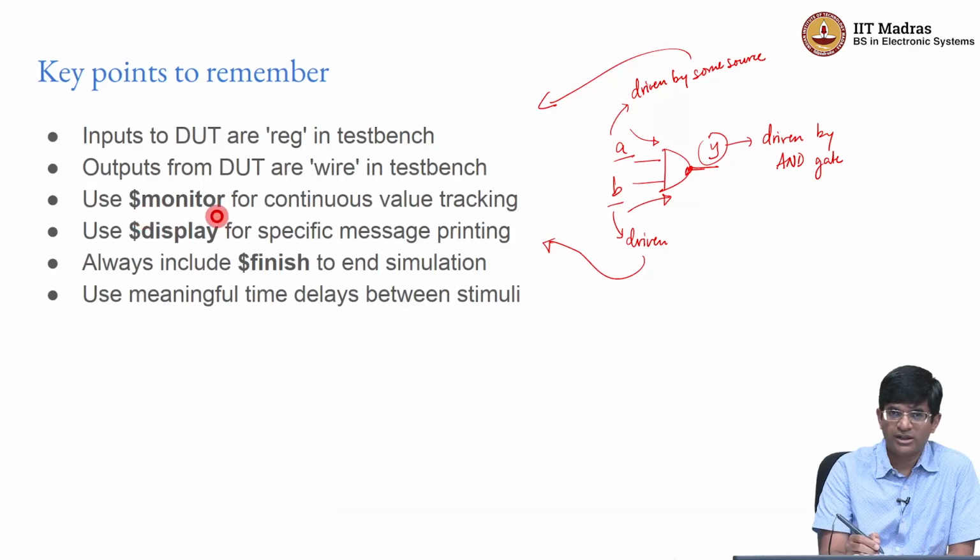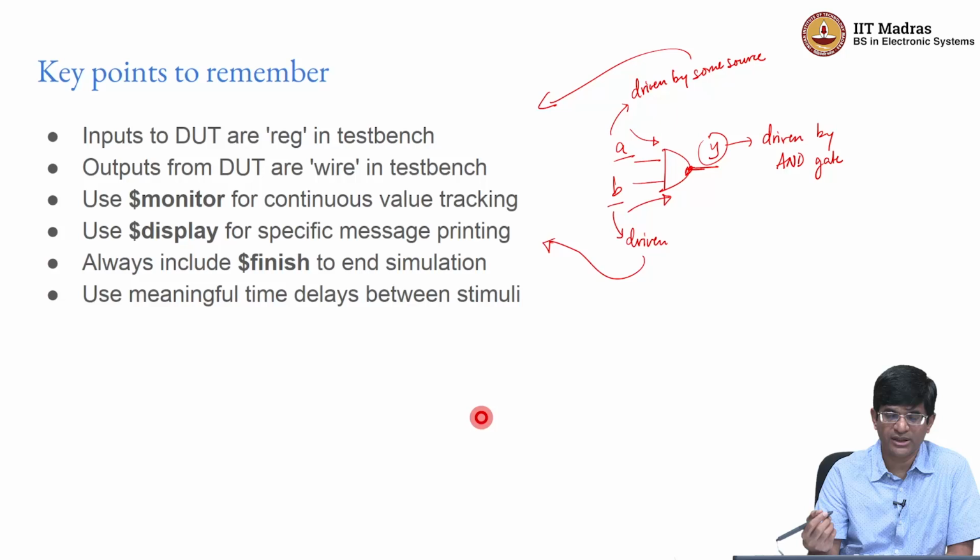$monitor is useful for continuous value tracking, $display is useful for specific messages, and at the end of a simulation you want to include the $finish. Interestingly, if you don't, you will actually find that the system goes into an infinite loop. It keeps on advancing time waiting for something to happen. You might argue that that's a bit silly. Doesn't it know that there are no further statements out there? Well, that's not how a simulation works. Simulations are waiting for something to happen at some future point in time. So they continuously keep advancing time to see when the next event is going to happen.